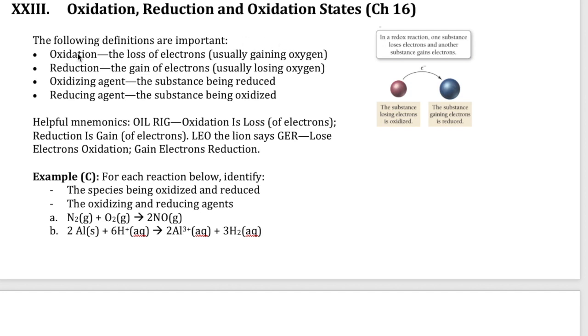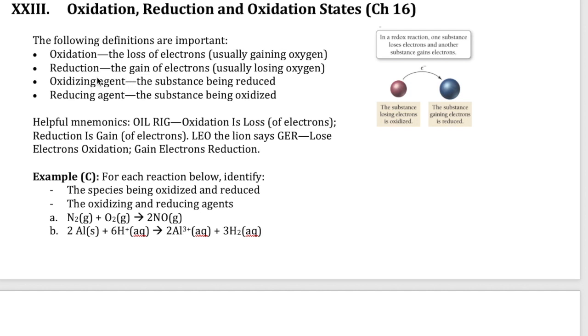So the reactant that gives away an electron is considered to be oxidized. Reduction is the process of receiving an electron. The reactant that receives an electron is said to be reduced. Two terms are associated with oxidation and reduction, which are oxidizing and reducing agents.